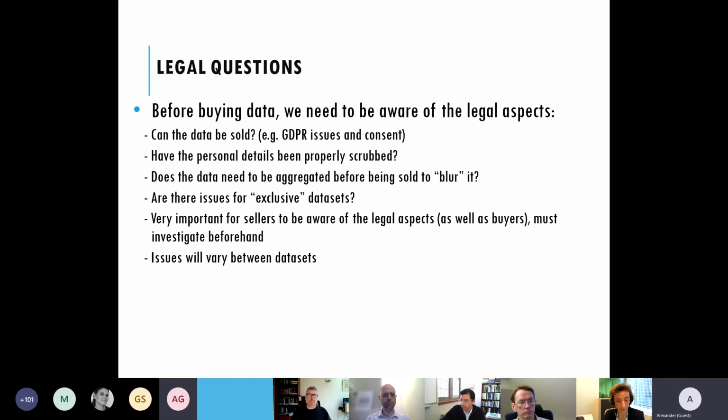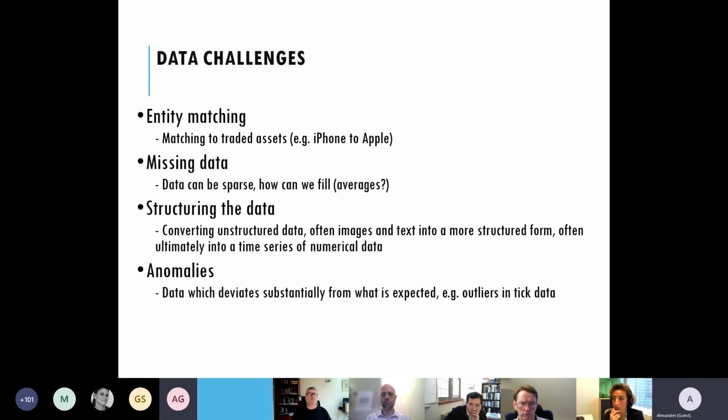Exclusive data sets. There are also some legal issues about data being sold exclusively to certain hedge funds who made a lot of money. One case I can recall was around Bank of England minutes, which were sent, I think, 2 years ago in advance to certain hedge funds, and they took advantage before the rest of the market. It's very important to be aware of the legal challenges.